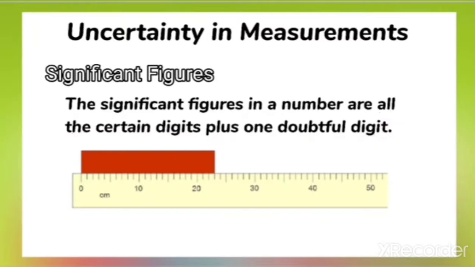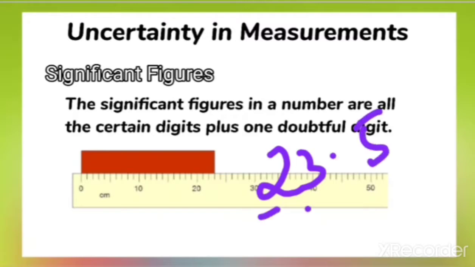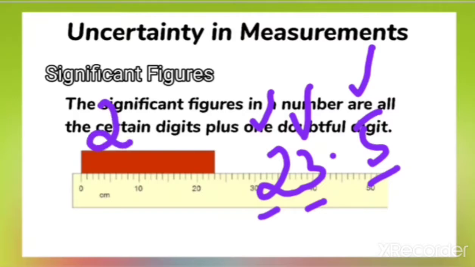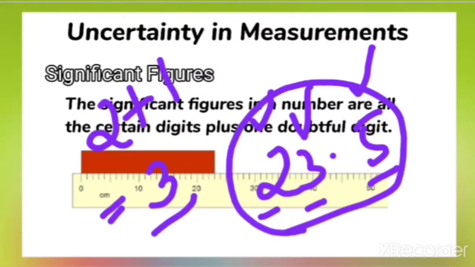So which one is the doubtful digit? For example, we are reporting the length of the rod as 23.5. So 2 and 3 are the certain digits, and this one is the doubtful digit. In total, how many digits are there? That is 2 certain digits and 1 doubtful digit. So the number 3 is called the significant figure. So the number of significant figures for this value is 3.